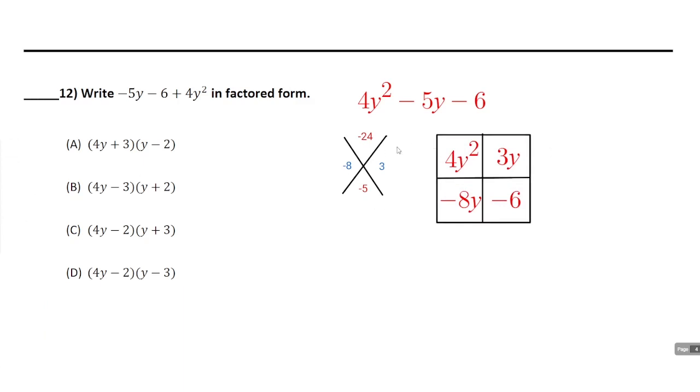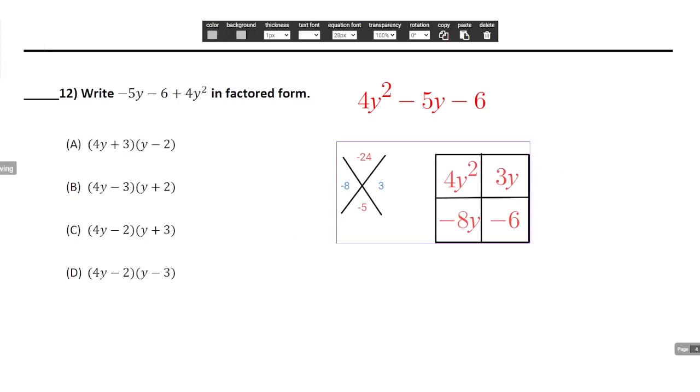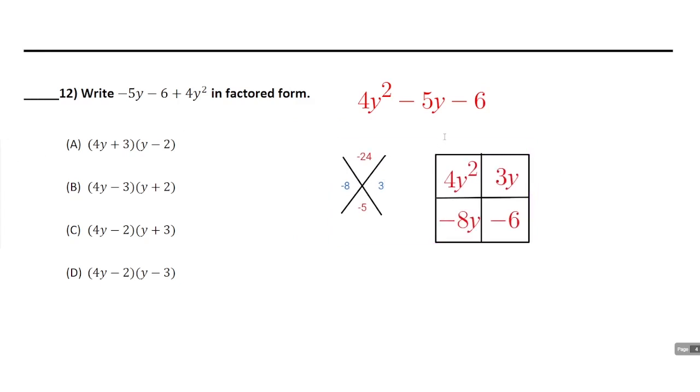Okay, so now we're going to find the GCF out of each row and each column, and those are going to give us our two factors. So the GCF of the first column is going to be 2y. The GCF of the second column is going to be 3. So we'll say plus 3, so it looks a little bit more like what we're going to see in the actual factor.